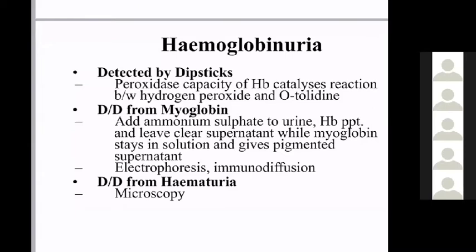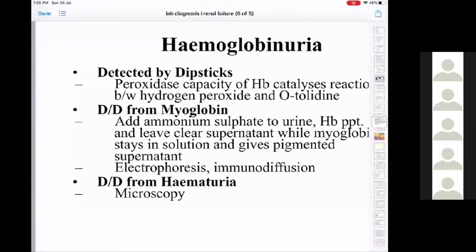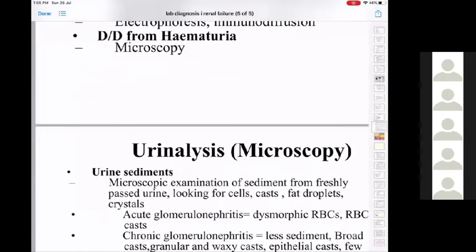And how will we differentiate it from hematuria? To differentiate from hematuria, we will do microscopic urine examination, by which if there is hematuria, it means there is RBC in urine, but in hemoglobinuria there is no RBC but hemoglobin in urine. So by microscopy we will differentiate between these two.